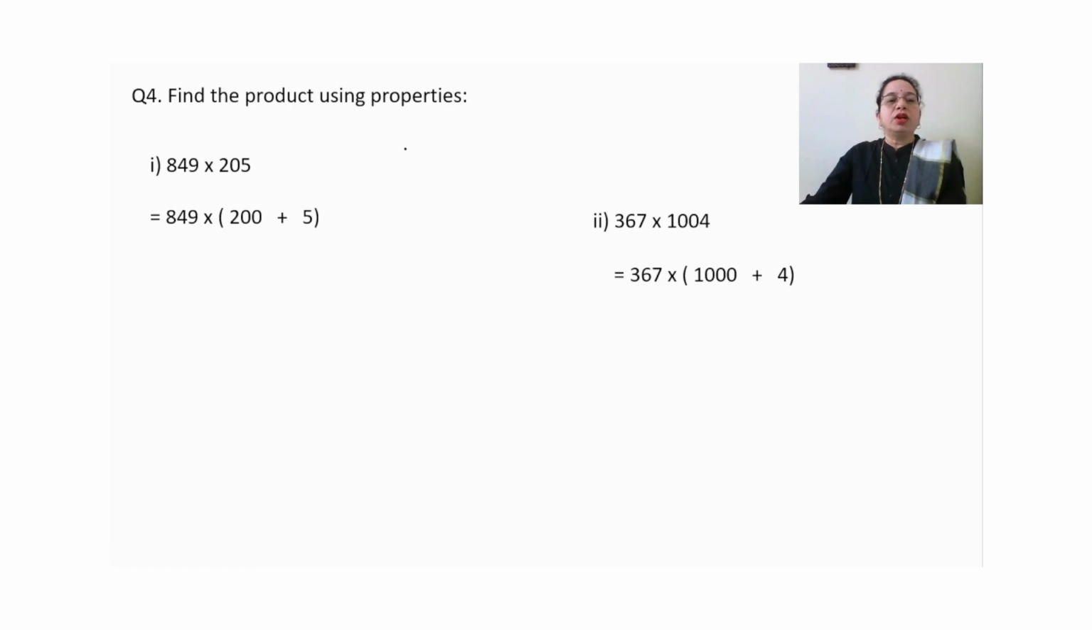Now find the product using property. Again, if it is written using property, don't do the multiplication by traditional method. So which property? How can you write down 205? 200 plus 5 will give you 205, and now this is distributive property. So first we will multiply 849 into 200, then which sign is there? Plus, leave some place and then write down, and then multiply these two.